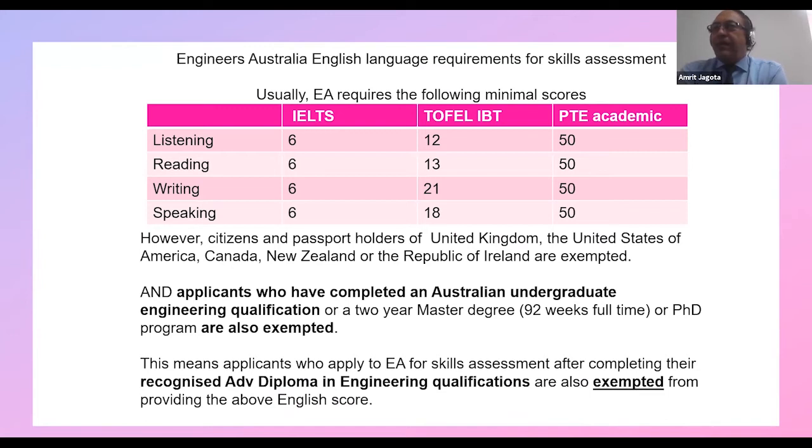However, if you have done an Australian undergraduate engineering qualification, or a 2 years master program or PhD, you are exempted. So basically, advanced diploma in telecommunication or civil construction design comes under completion of an Australian undergraduate engineering qualification. So English is also not required for the assessment. Which means if they want to get their skills assessed to apply for any particular skilled migration visa, they just need the qualification, and even English is not required at this stage. So from a skills assessment point of view, this will be the simplest pathway, I would assume. Next screen, please.